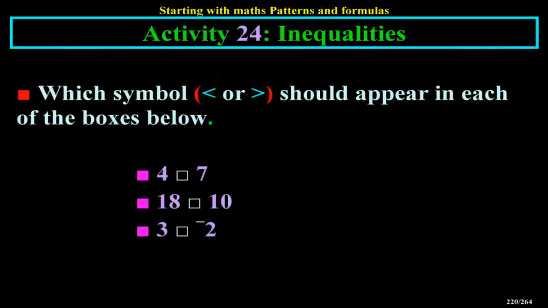Activity 24. Inequalities. Which symbol should appear in each of the boxes below? 4, 7. 18, 10. 3, 2.